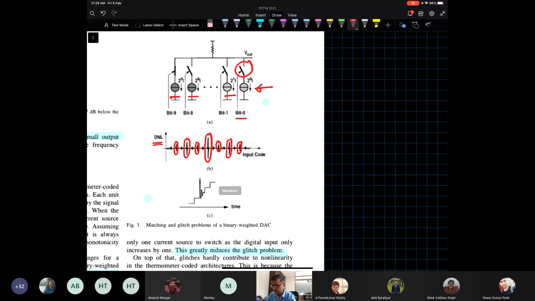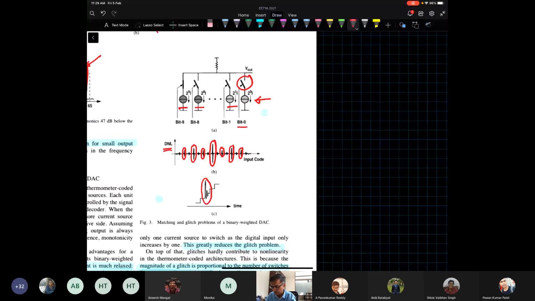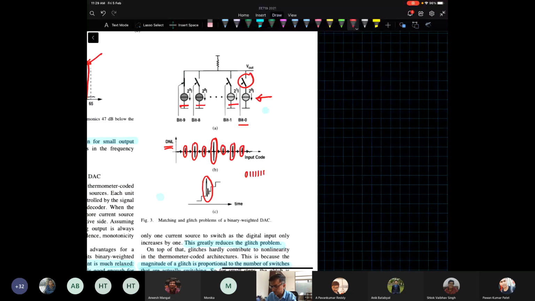Okay, all right. So the other issue with this is the glitch. Think about this. You may have a signal that is going from 011111 to 100000, and you have a very small signal, one LSB, just going back and forth. Something like this, let's imagine that. What will happen? Even though my signal is only one LSB, since I'm switching so many current sources back and forth, you will end up getting a large glitch. And that large glitch depends on the code where you are. Now that's not good, because that will cause a lot of unwanted things in your spectrum.